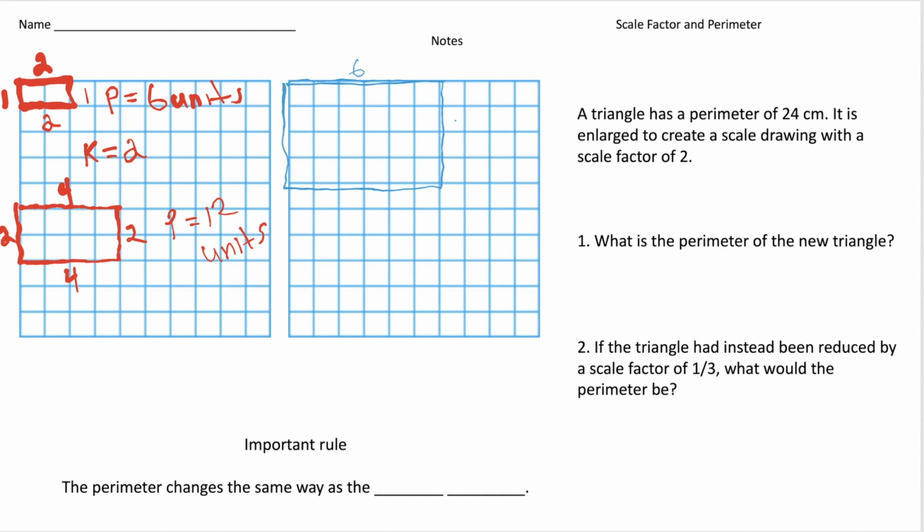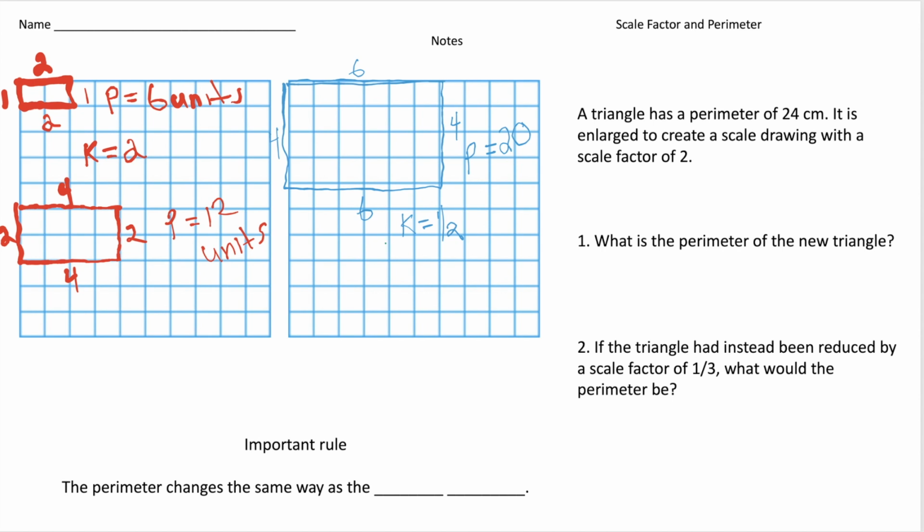So we have 6, and we have 4, and we have 6, and we have 4. So the perimeter of this shape, if I add up the distance around, 6 plus 4 is 10, plus 6 is 16, plus 4 is 20. So this is going to be 20 units long, okay? Now let's see what happens when we have a scale factor or a K value of 1/2.